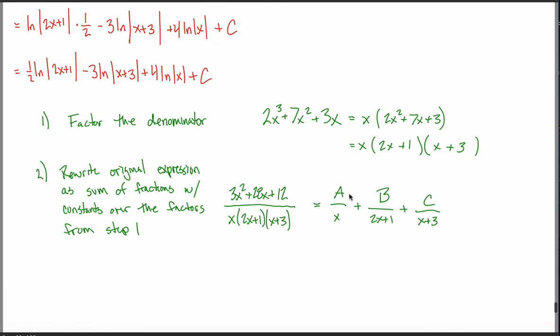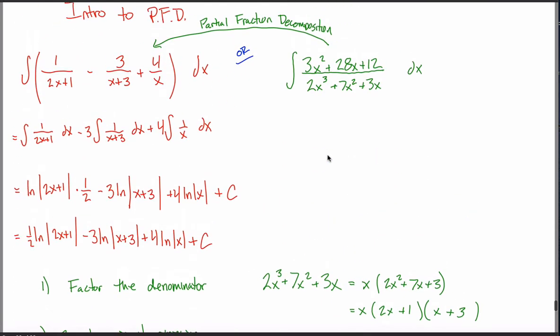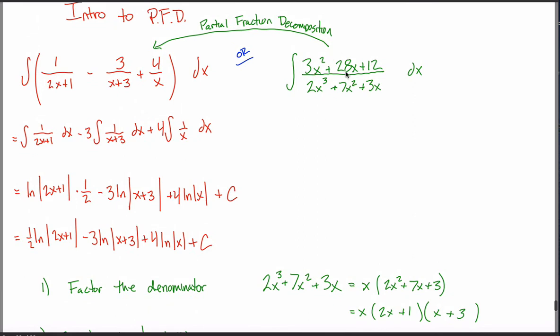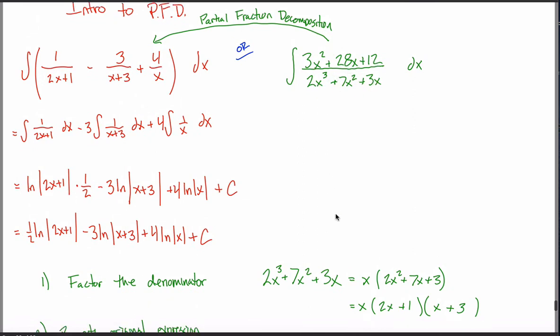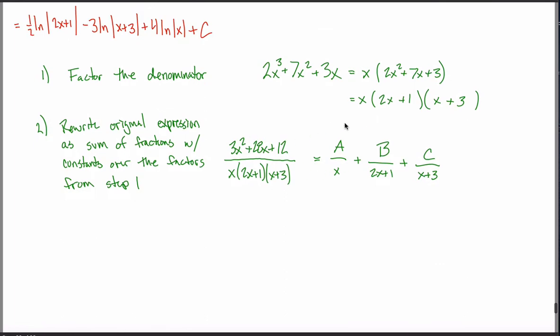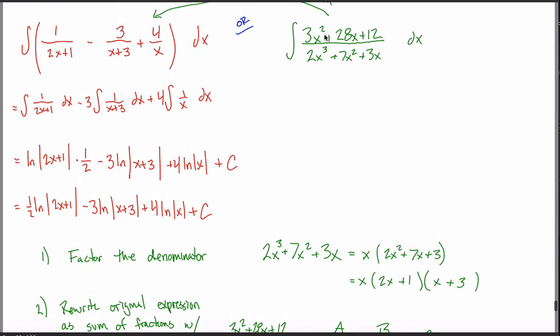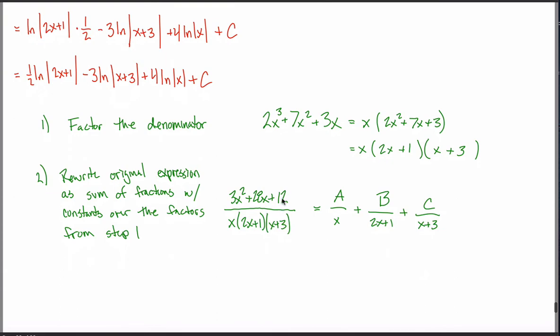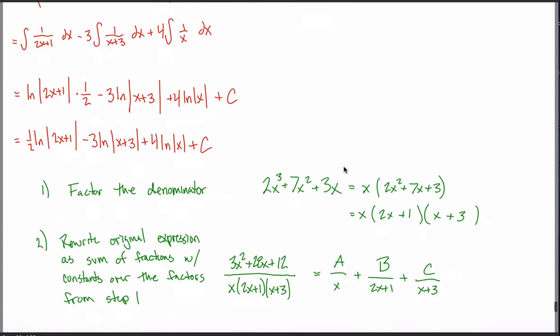So this new form that I came up with, I'm going to set that equal to the original expression. My original expression up here, 3x squared plus 28x plus 12 divided by 2x cubed plus 7x squared plus 3x is what I want to put here. And you might be like, wait, that's not exactly what you put there. The top looks exactly like what you put there, but the bottom looks different, right?